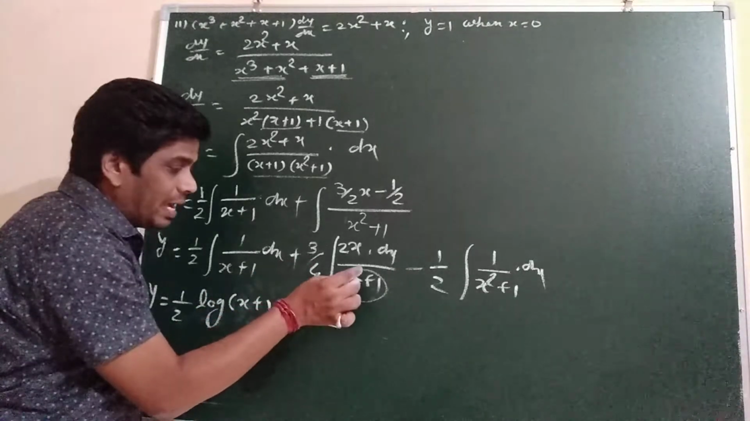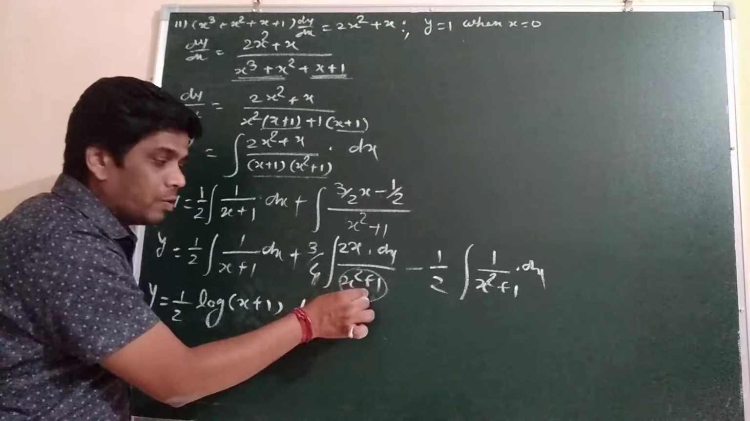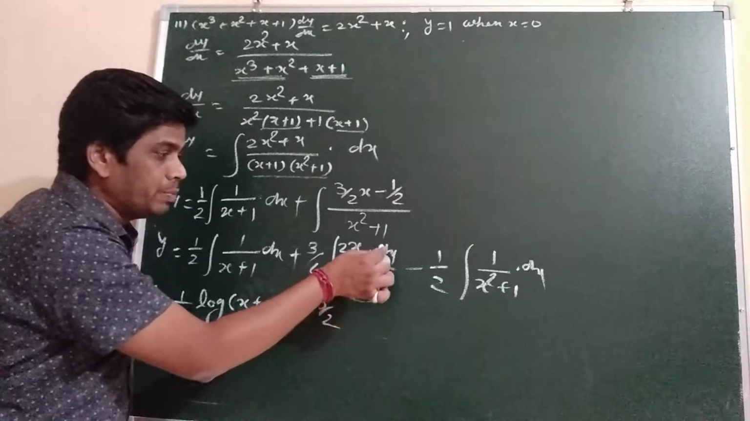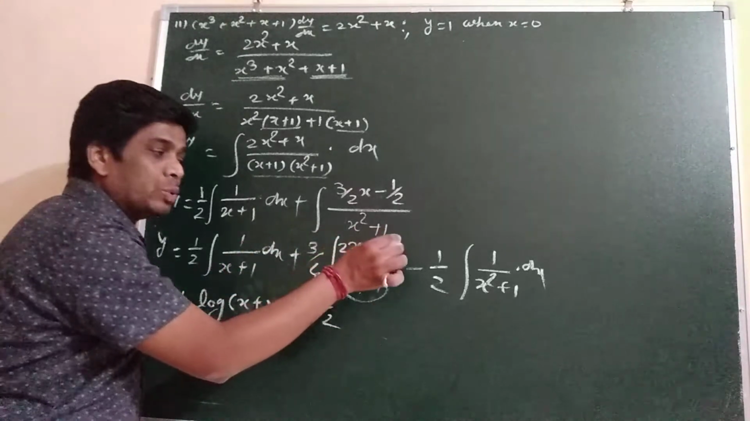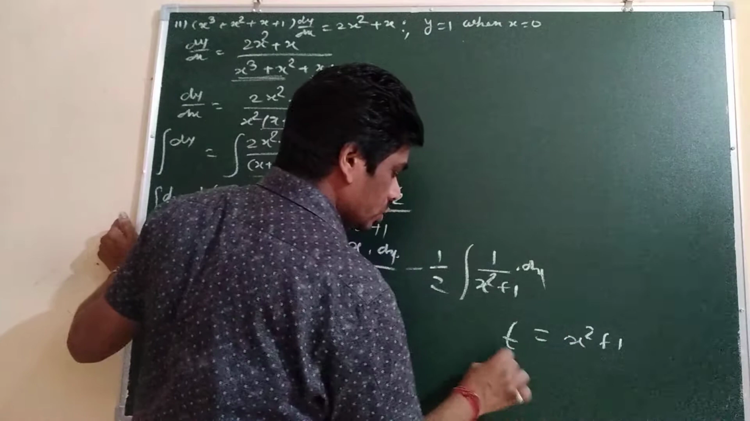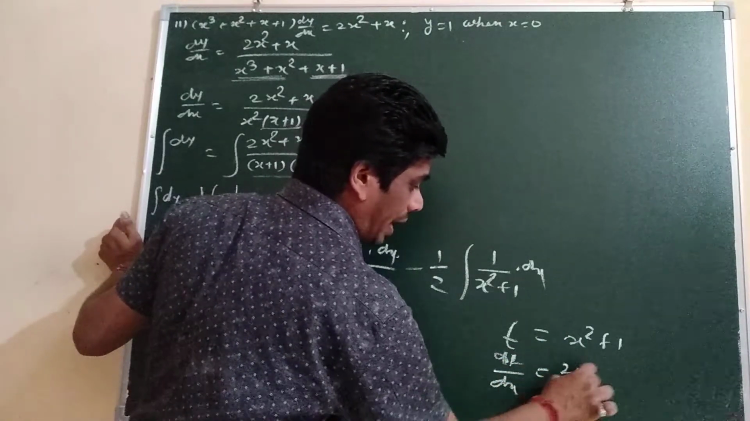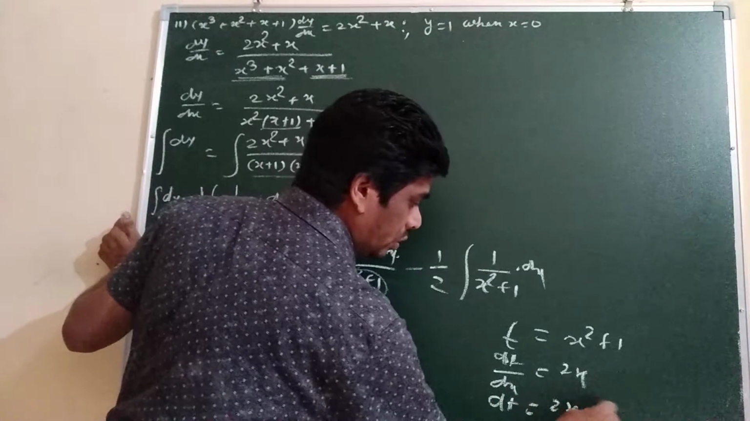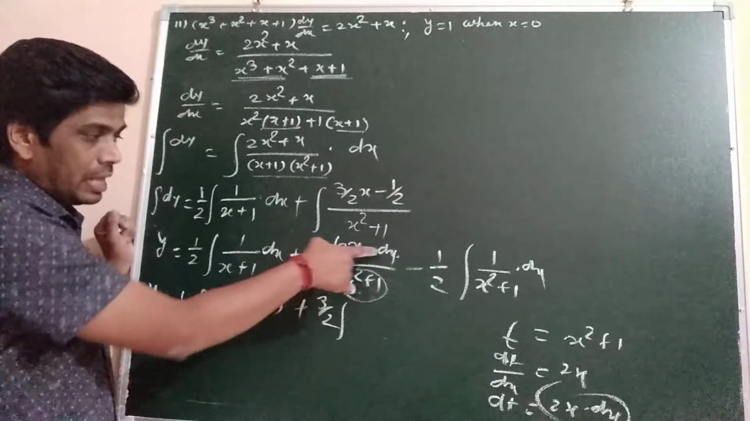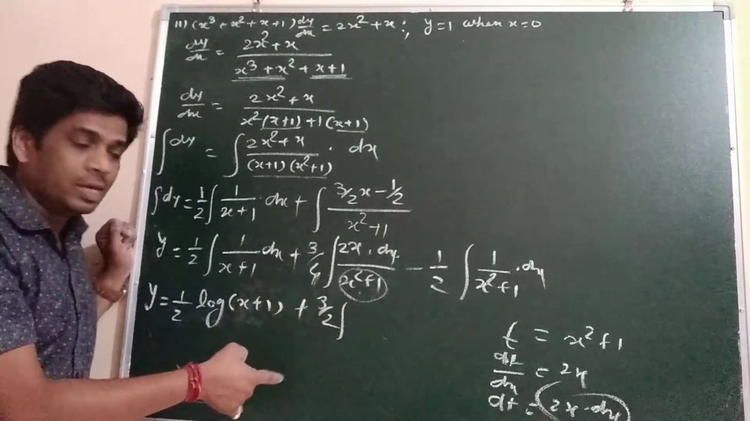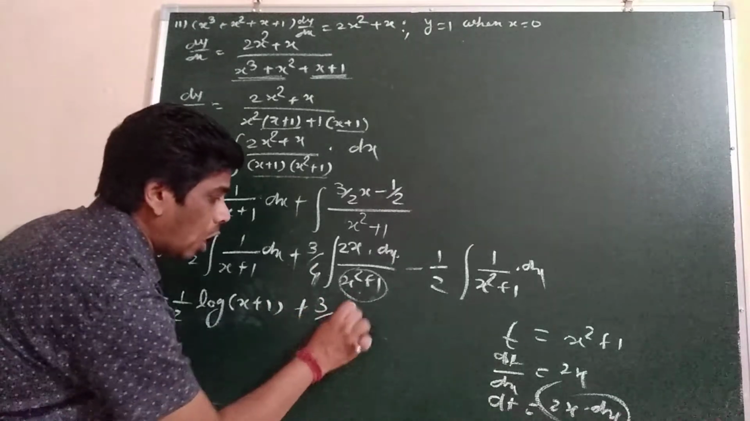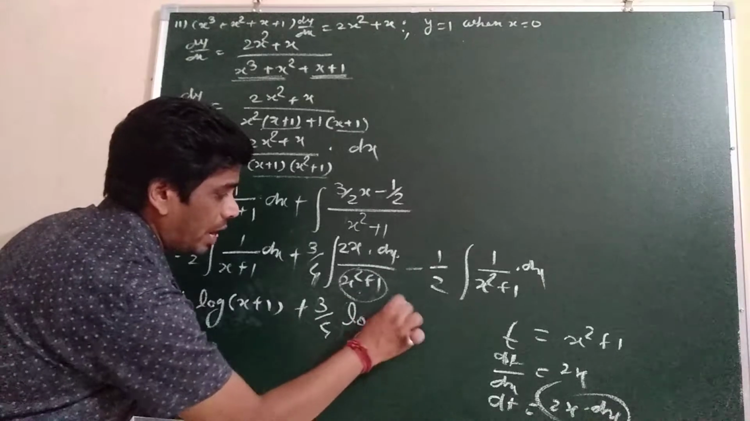Means if we take x square plus 1 as t, the derivative of t will be 2x plus 0. Which means 2x into dx you can replace by dt. So dt upon dx equal to 2x, so dt equal to 2x into dx. So 2x into dx will be replaced by dt, and this will be dt upon t. So log of t, where t is x square plus 1. So we can write here 3 by 4 into log of x square plus 1.